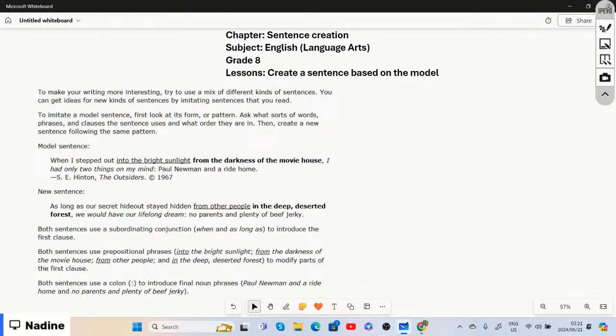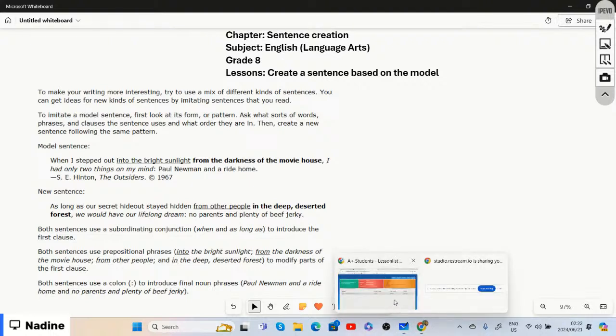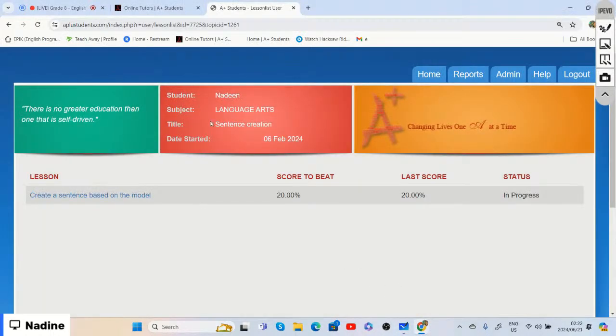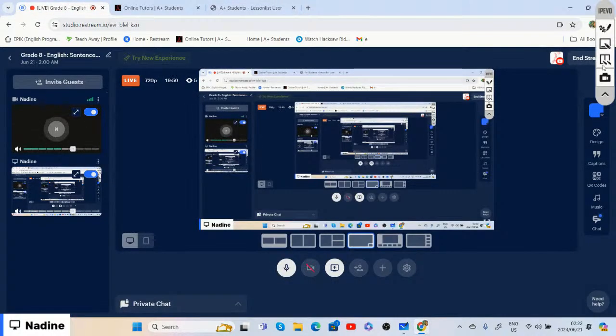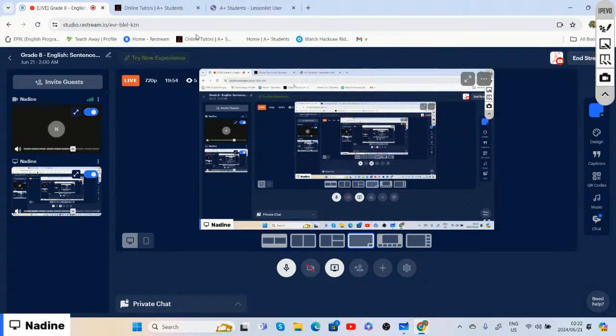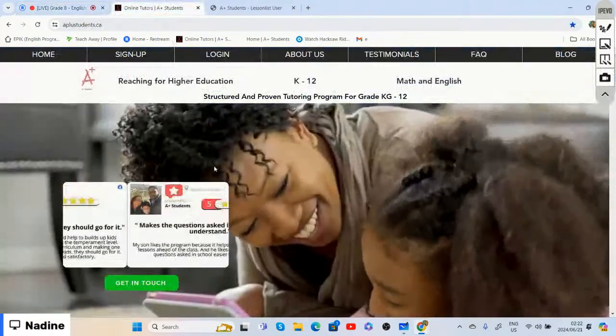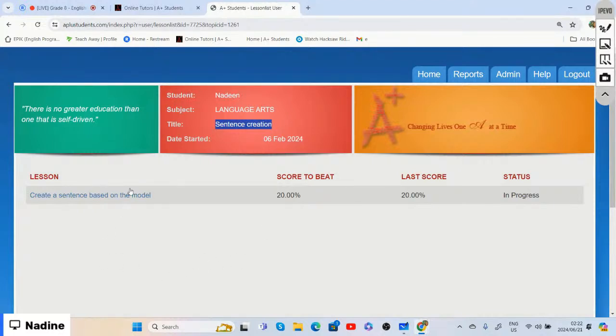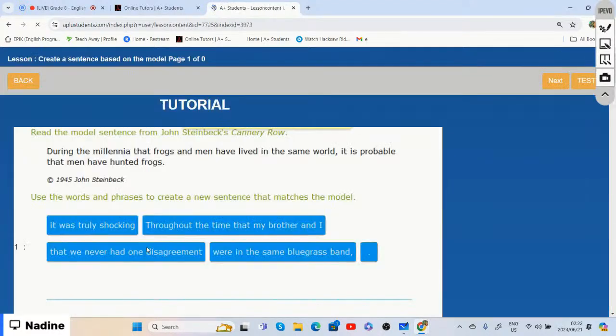All right. So now we're going to aplusstudents.ca, where we are going to create a sentence based on the model. And we said that our chapter is sentence creation, and we are going to create a sentence based on the model.